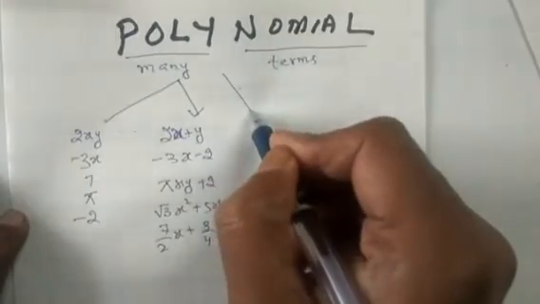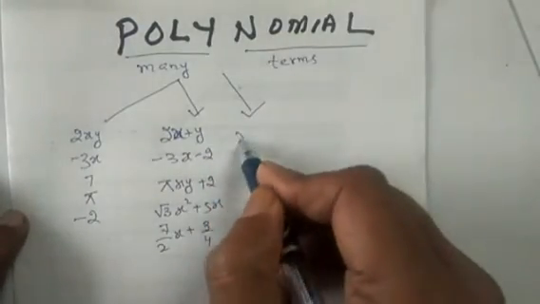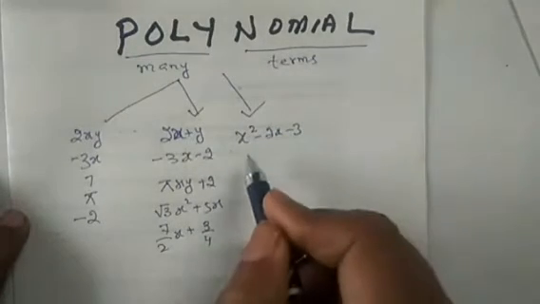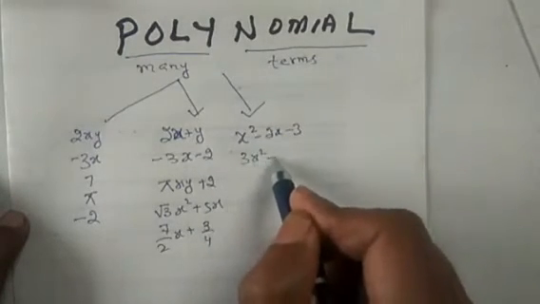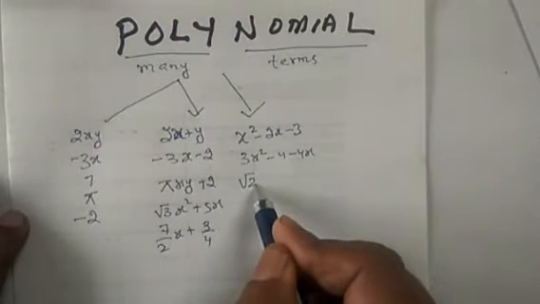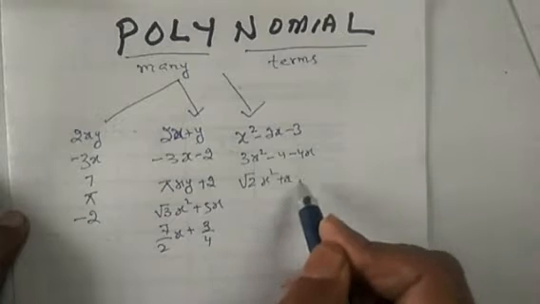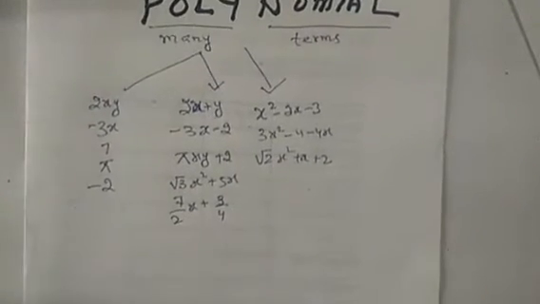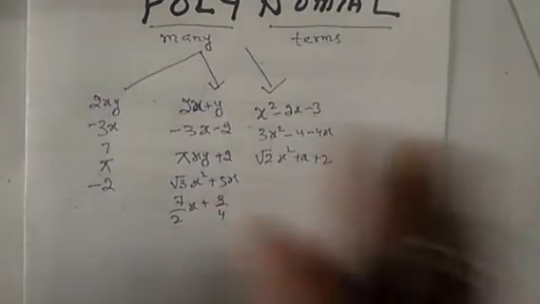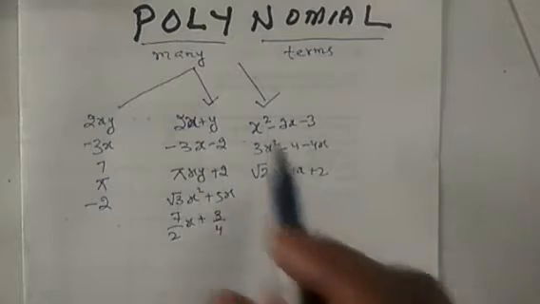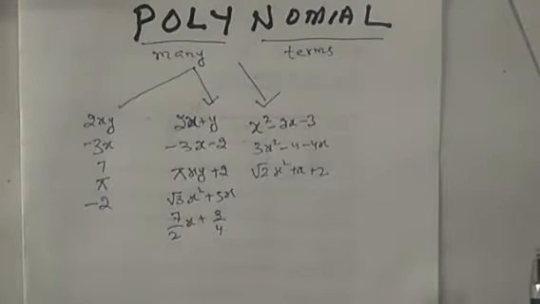Let's see more I'll write here. I may write minus 2x minus 3x square minus 4 minus 4x. Say I may write root 2 x square plus x plus 2. So now guys, see here, I'll say that these all are polynomials, whatever I have written here.